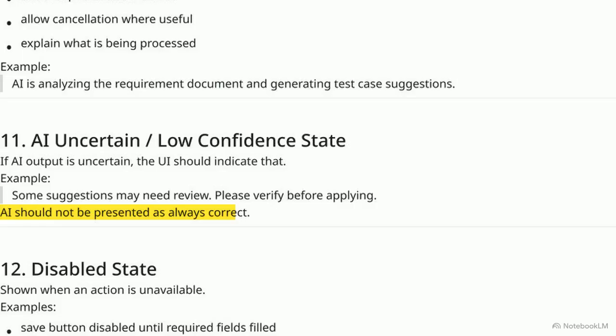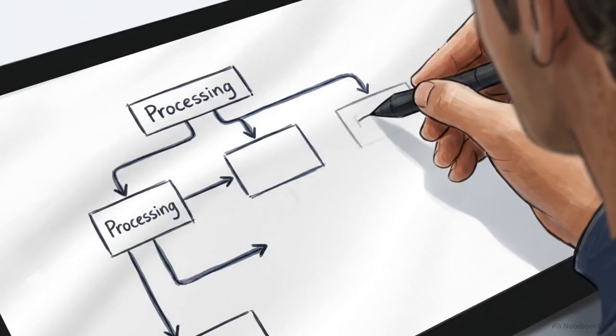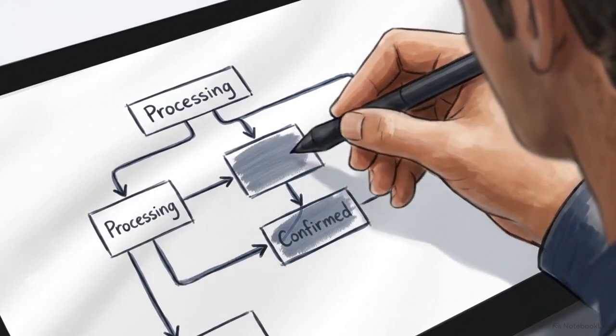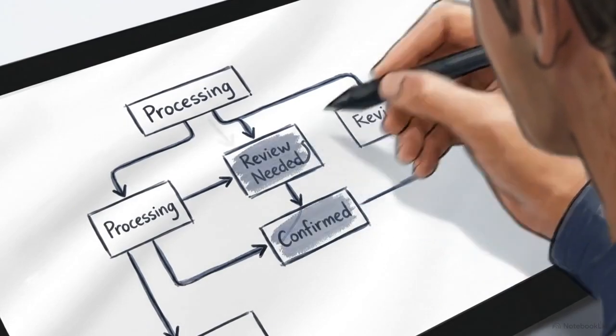AI output is also notoriously unpredictable. This documentation requires the interface to indicate low confidence when appropriate, warning the user that generated suggestions need human verification before they are applied. As applications integrate these unpredictable elements, designing granular, expectation-setting states becomes the only way to maintain a coherent user experience.